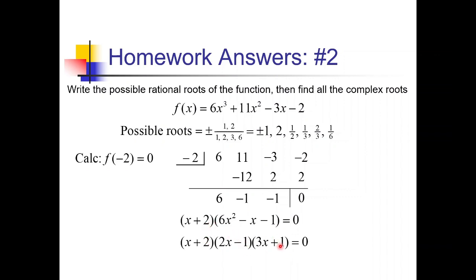Going through and zeroing these out now, we have x equals negative 2 for that first factor. For the next one, if I add 1 and divide by 2, I've got 1/2. And for the last one, subtracting 1 and dividing by 3 gives me negative 1/3. And if we just double check, 1/2 and negative 1/3, those are also on my possible roots list.